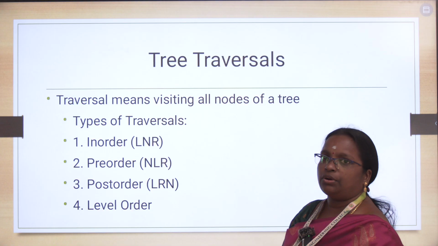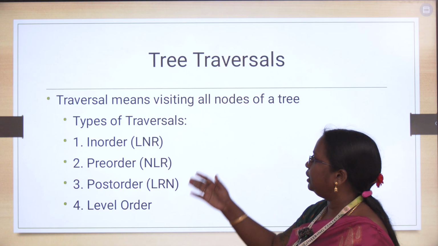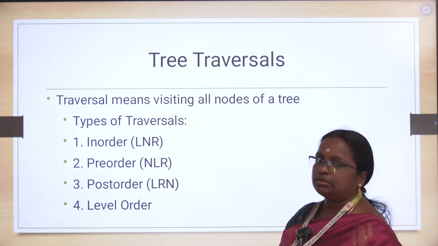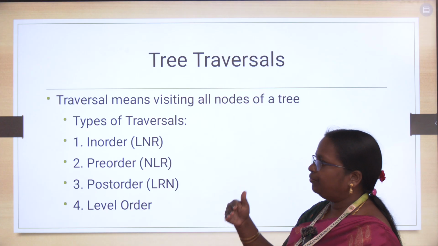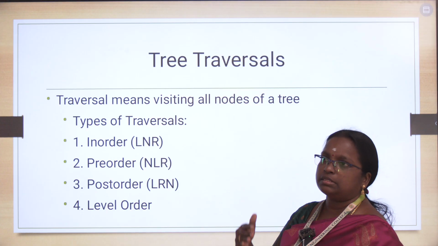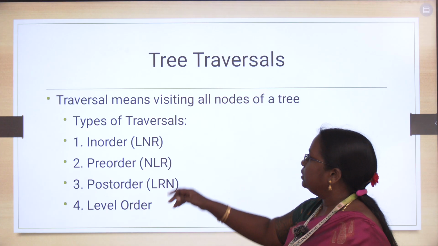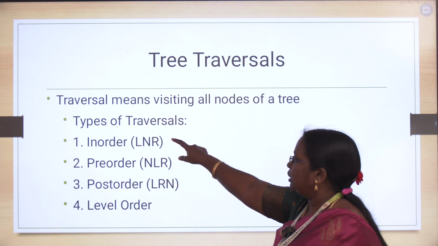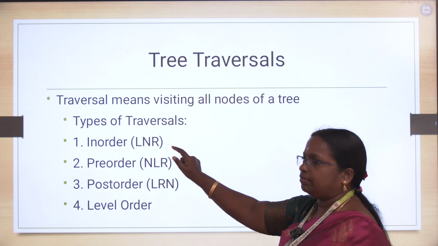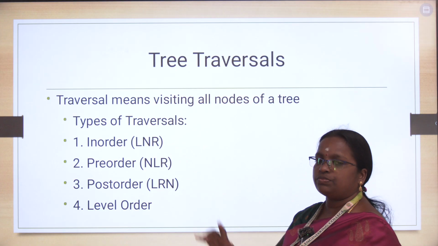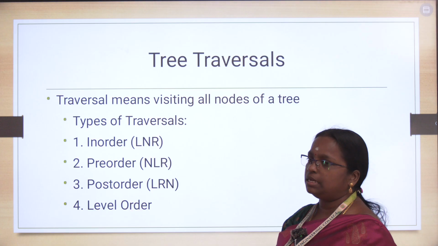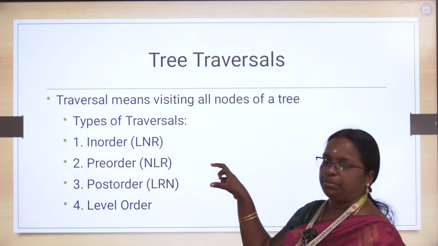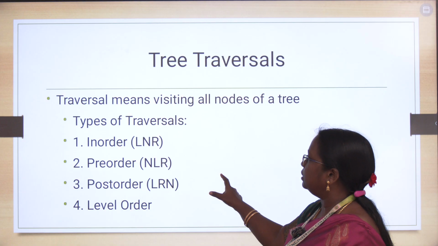We are going to classify tree traversal into three different ways: in-order, pre-order, and post-order. Why do you need to traverse a tree? Every node has to be visited, in the correct order. So we are going to see in-order, pre-order, and post-order. In-order is L, N, R. I have written it as L, N, R, where L is left, N is node, and R is right. Each and every node, how we have to present it, we are going to see with examples.